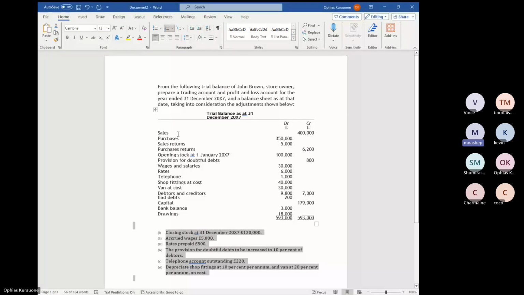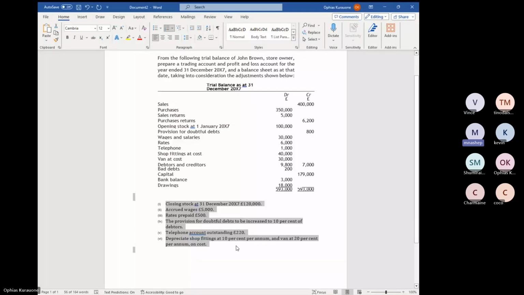Closing stock at 31 December 20x7 was £120,000. Accrued wages were £5,000. Rates prepaid were £500. The provision for doubtful debts to be increased to 10% of the debtors. Telephone account outstanding was £220. Depreciation shop fittings at 10% per annum and van at 20% per annum on cost.